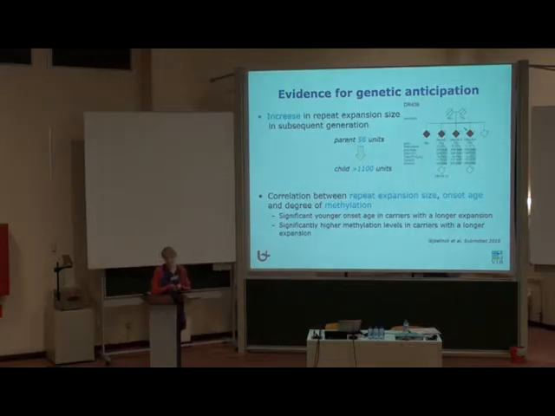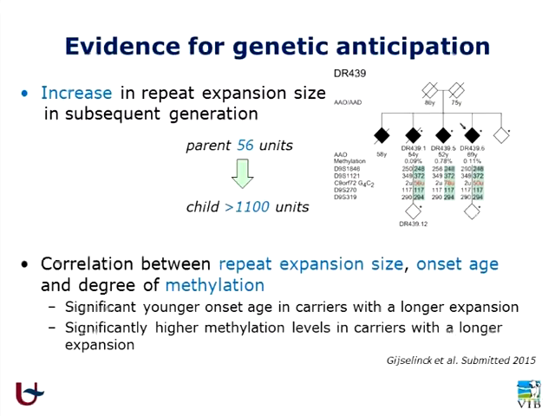Then I come to the term anticipation. So anticipation, what is that? Anticipation is something that occurs quite frequently in repeat expansions. It is an increase of the repeat expansion signs between subsequent generations. It is because the repeat expansion can be seen as a dynamic mutation, which is at risk for faults in the polymerization, the replication of the DNA.